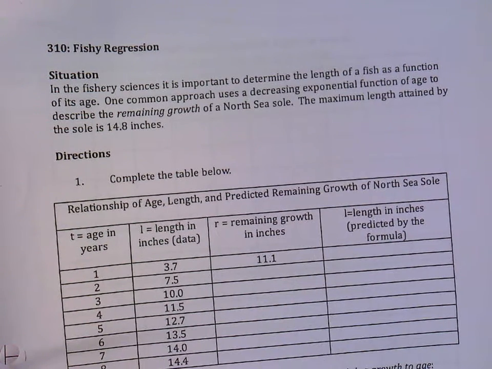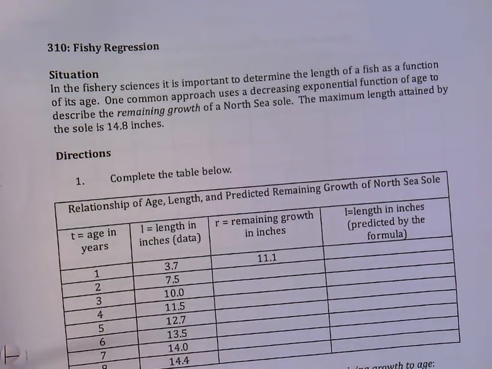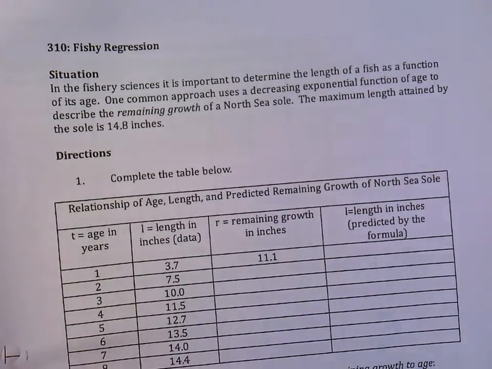In the fishery sciences, it's important to determine the length of a fish as a function of its age, right? Because when they pull the fish out of the water, they should be able to say about how old the fish is so that they know if it's a keeper or you have to throw it back. Same thing when you're hunting other animals, probably turkey or deer. They have to be a certain size to keep them or shoot at them.